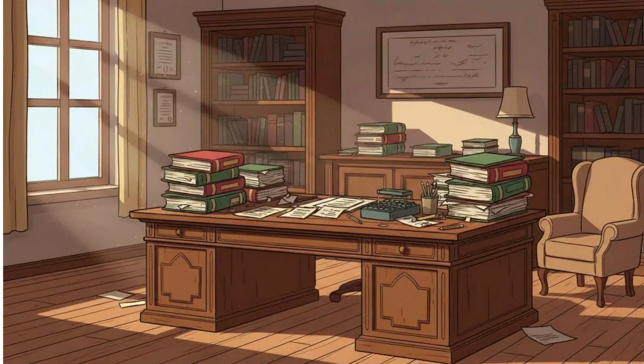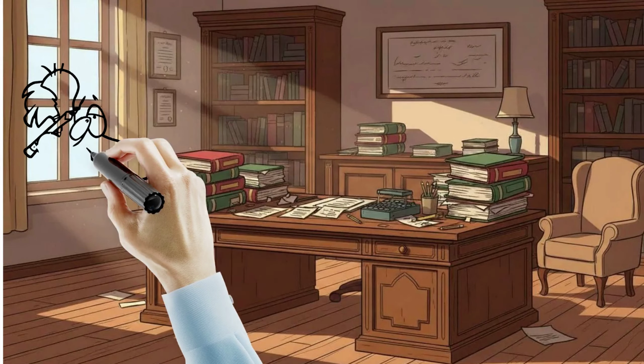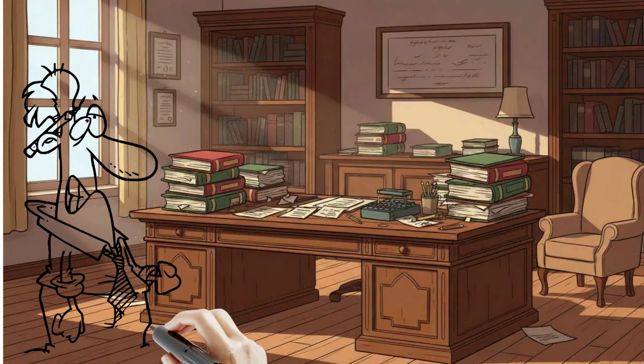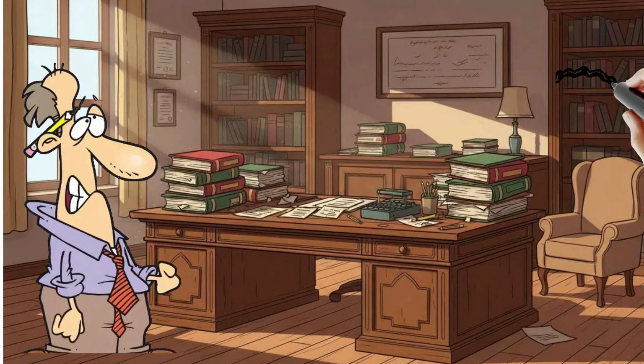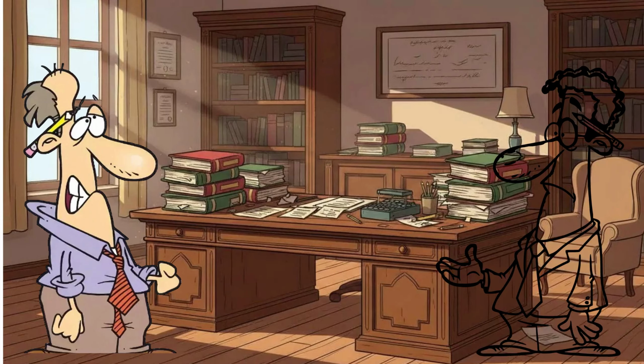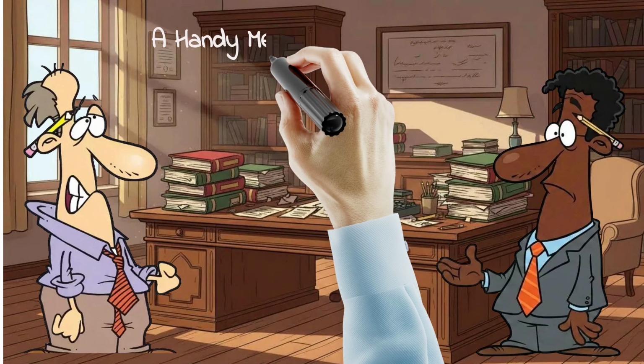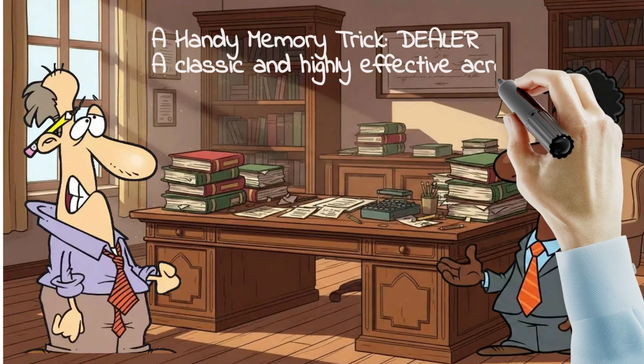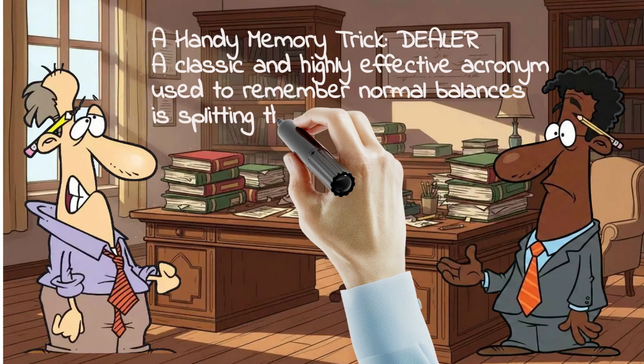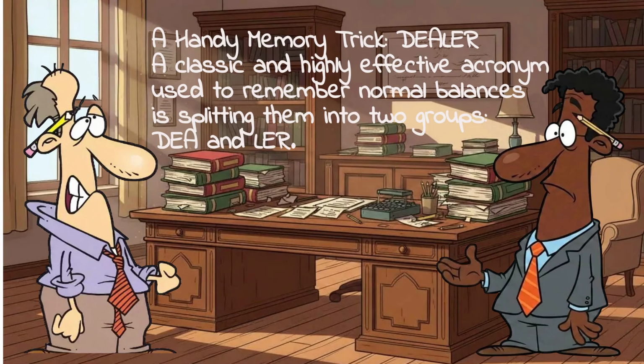A handy memory trick: DEALER. A classic and highly effective acronym used to remember normal balances is splitting them into two groups, DEA and LER. DEA, normal debit balance. These accounts are increased with a debit (normal balance) and decreased with a credit. Dividends/drawings, Expenses, Assets. LER, normal credit balance. These accounts are increased with a credit (normal balance) and decreased with a debit. Liabilities, Owner's equity, Revenue. Mastering the normal balance of these 5 account types makes analyzing transactions and troubleshooting errors in a general ledger much more straightforward.